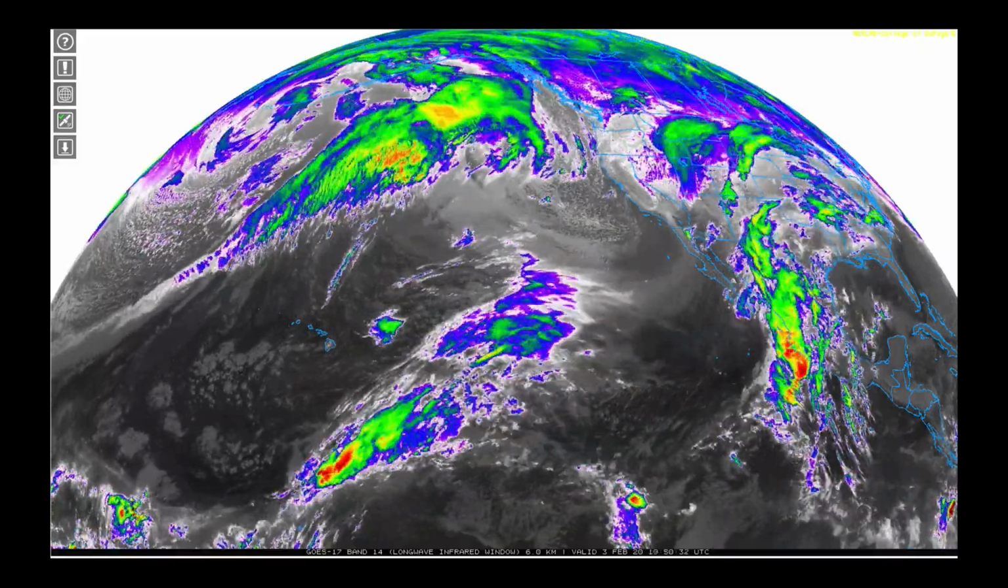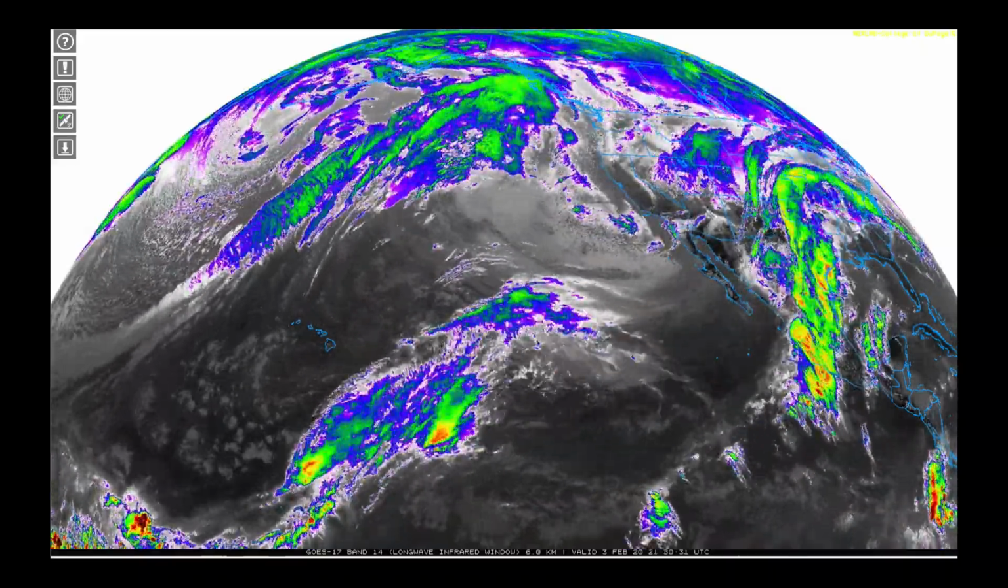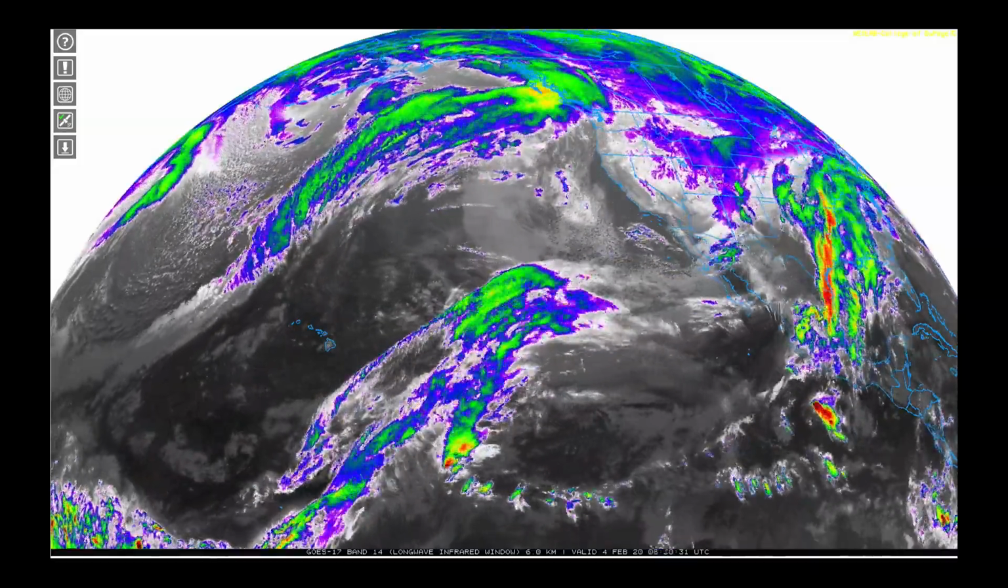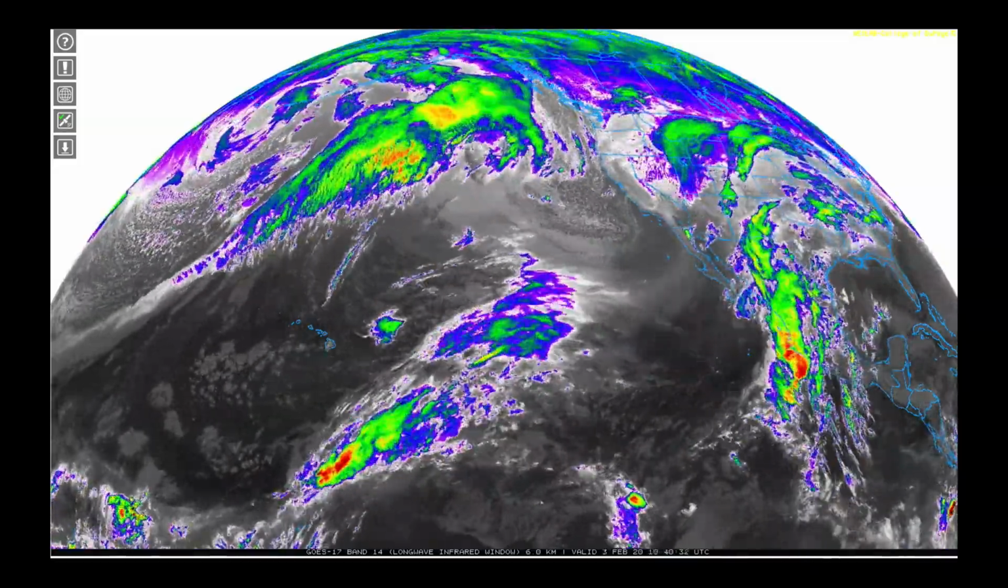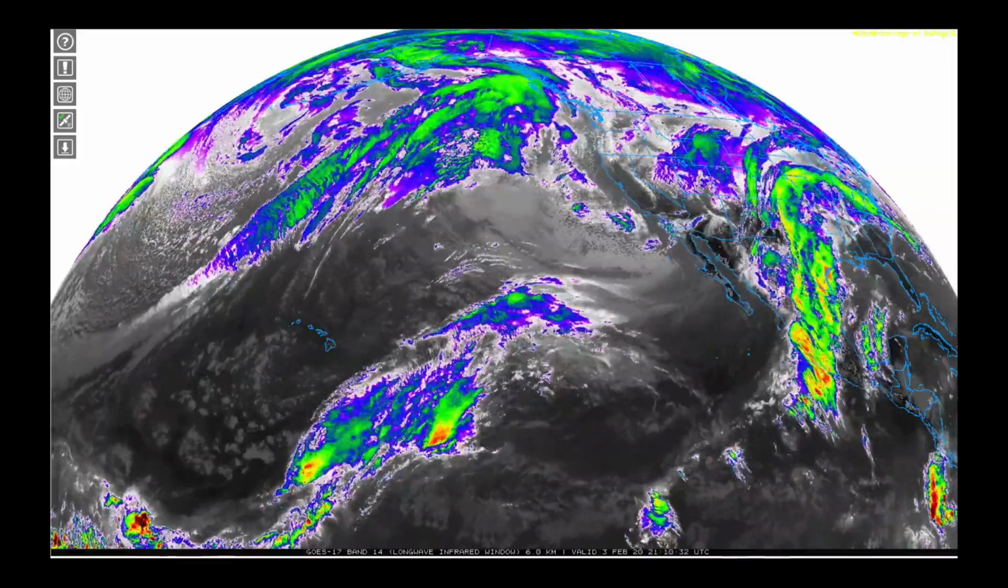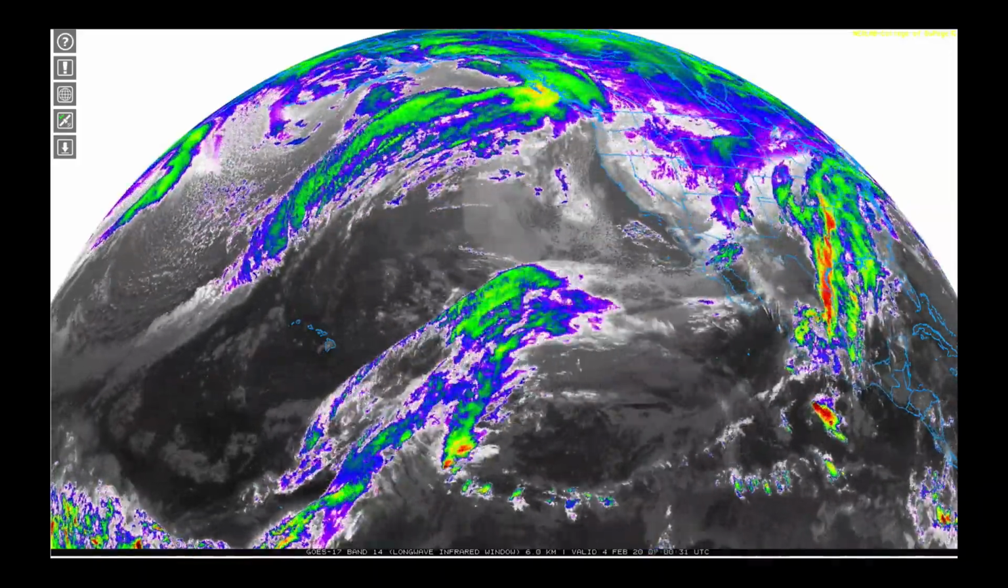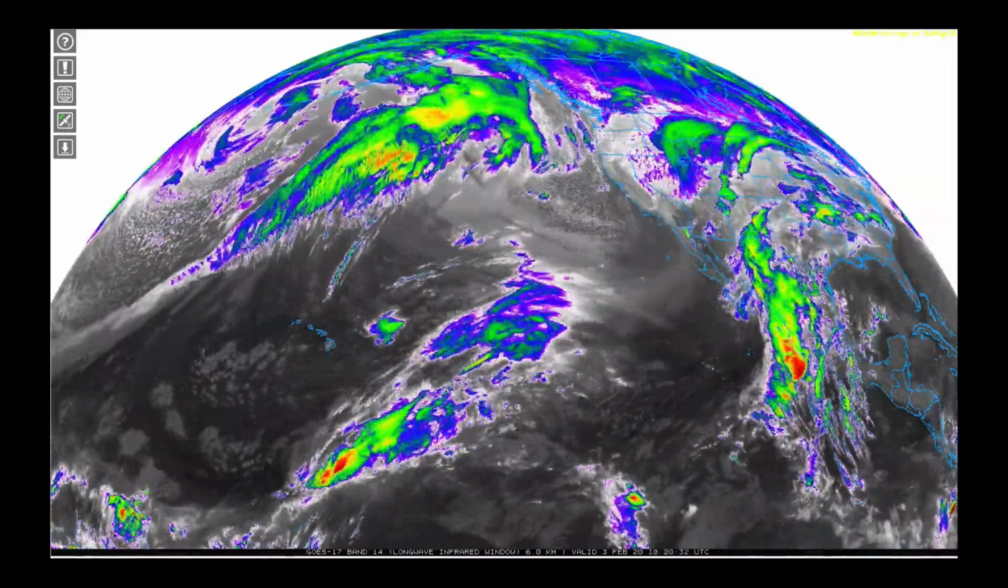I'd like to start off with an animation here of infrared satellite temperatures. We're watching a couple of larger storm systems in the Gulf of Alaska, and then one coming out of Mexico hitting parts of the southeast over the next few days. But there's an interesting bit of meteorology with this.